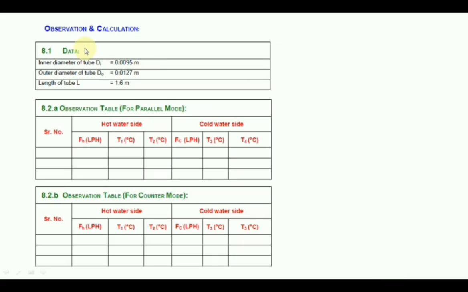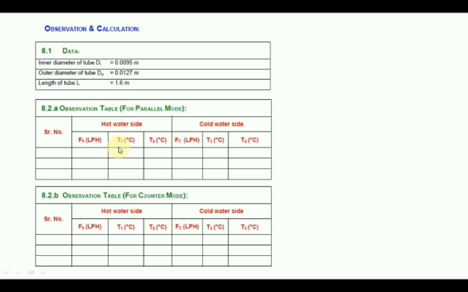Now we will see the observation and the calculation. This is the data which is available to us. The inner diameter of the tube is Di and its value is 9.5 mm. The outer diameter of the tube is represented by Do and its value is 12.7 mm. The length of the tube, we represent it as a capital L, and its value is 1.6 meter.